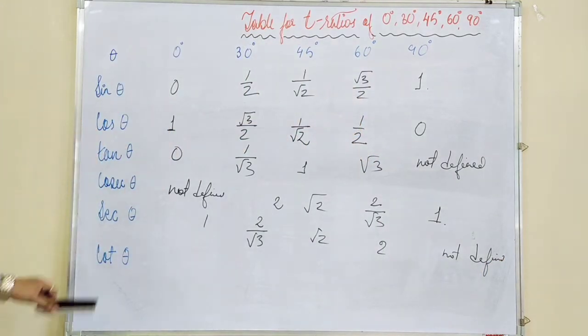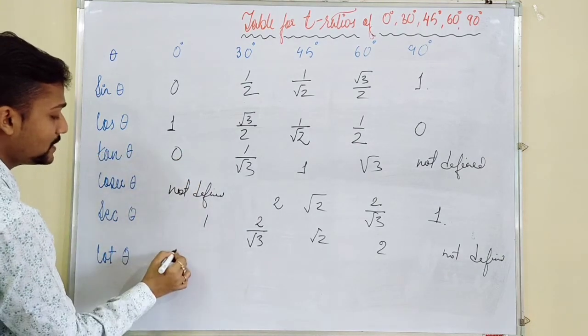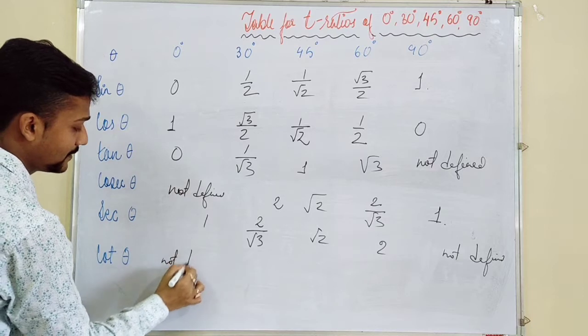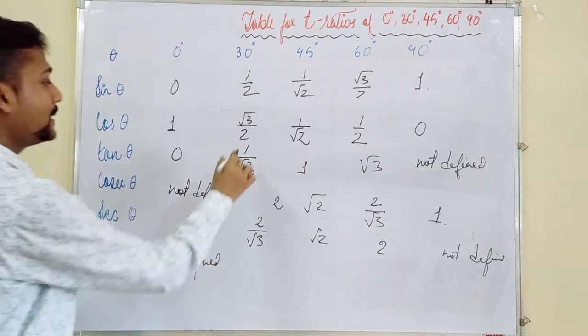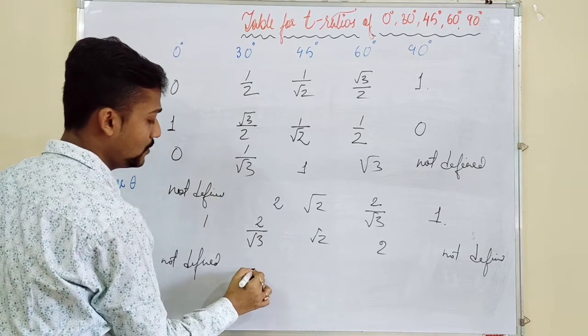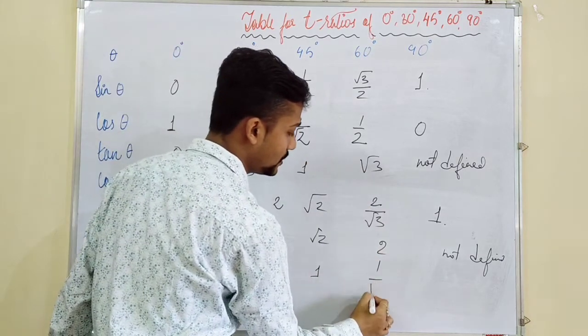Okay. Next, cot theta. Cot 0 degree is equal to 1 by tan 0. 1 by 0 is not defined. Isn't it? Then 1 by 1 by root 3 is equal to root 3. Then 1 by 1 is equal to 1. 1 by root 3 is equal to 1 by root 3.